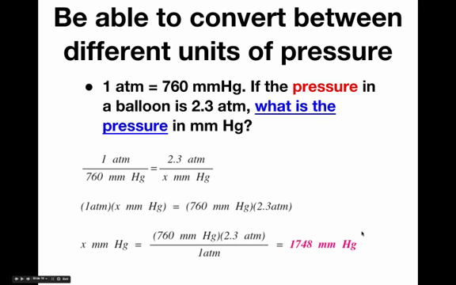And again, I don't really care that you're rounding to the correct number of significant digits in this case. I'm much more interested in the fact that you know how to actually do the calculation. So 1 atmosphere is 760 millimeters of mercury. 2.3 atmospheres is roughly 1,748 millimeters of mercury.